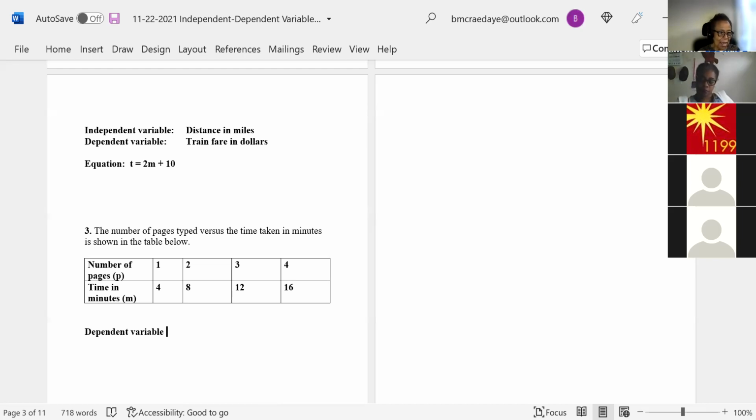So would it be the time in minutes to type the pages, or would it be the number of pages? Which one would you say is the dependent variable? I would say the time in minutes. Okay, so time in minutes, that's the time in minutes to type the pages. So that means your independent variable is your Y?